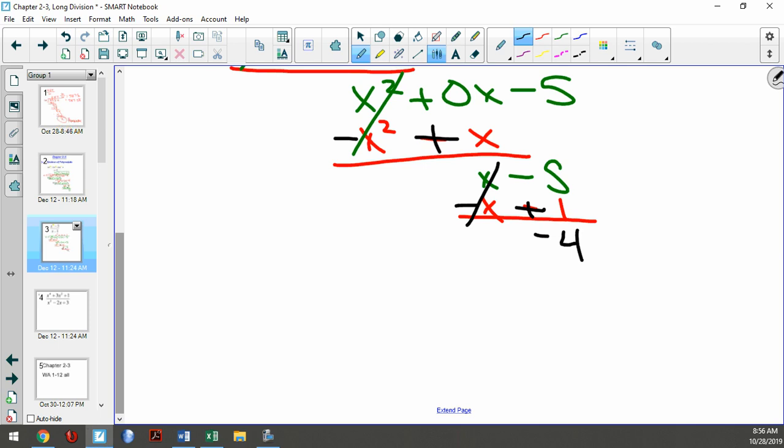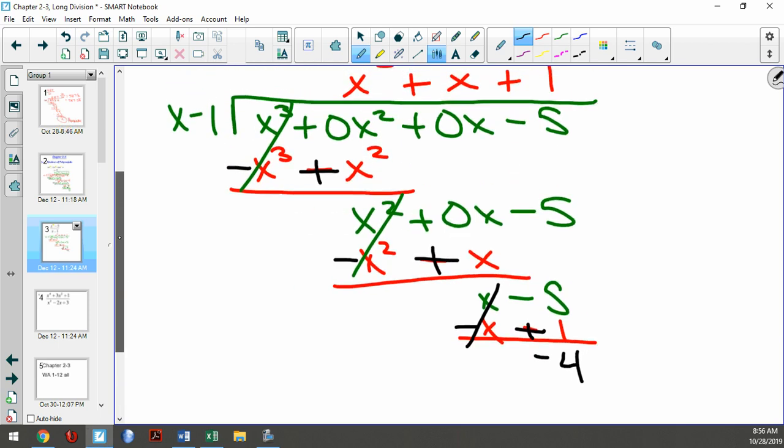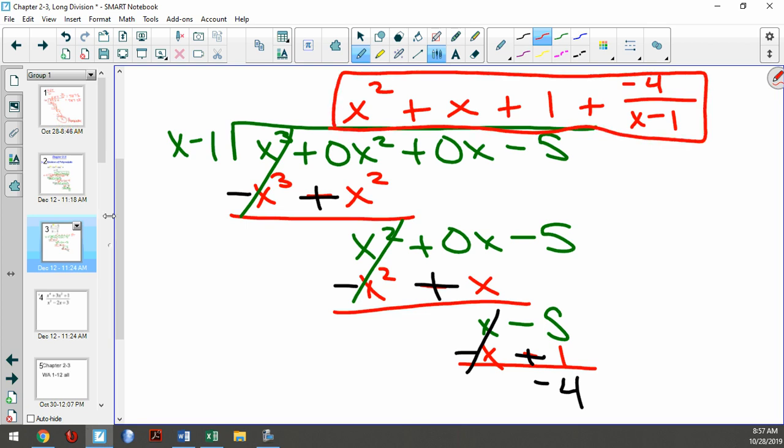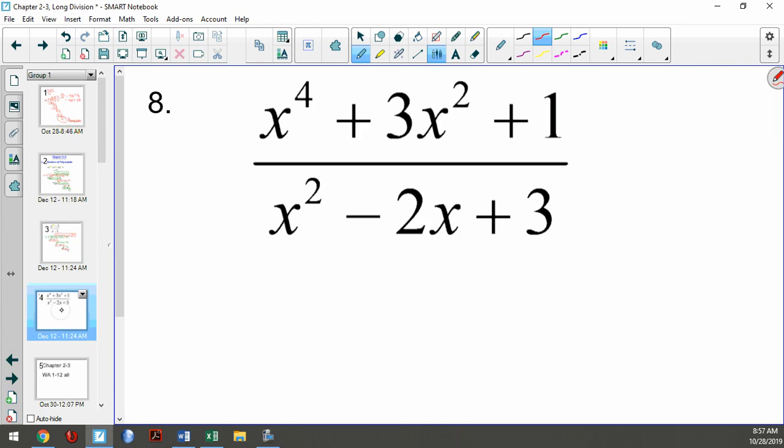What is that negative 4 going to be? Your remainder. So what you're going to have up here is going to be plus a negative 4, and then put it over your divisor, which is going to be x minus 1. This is your answer. Make sense? Okay, I'm going to do one last one, and this is a homework problem.